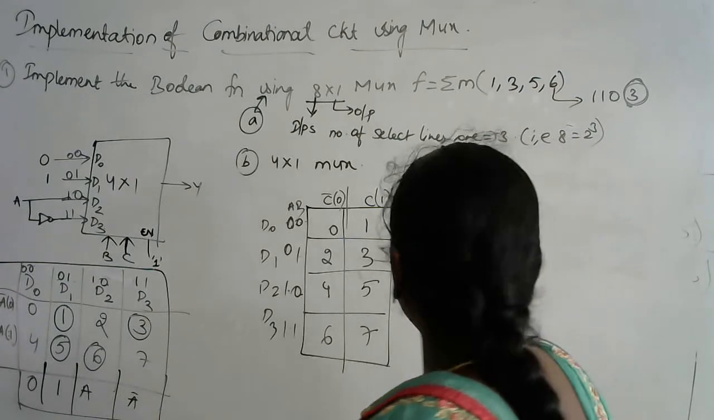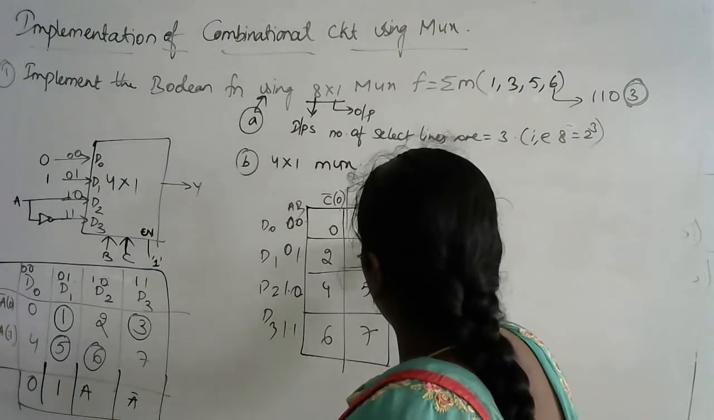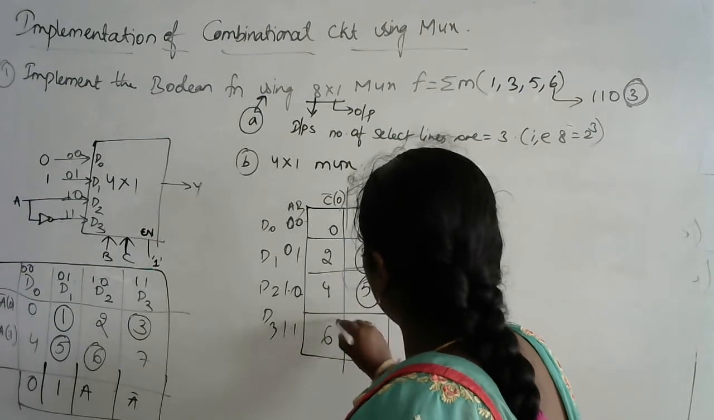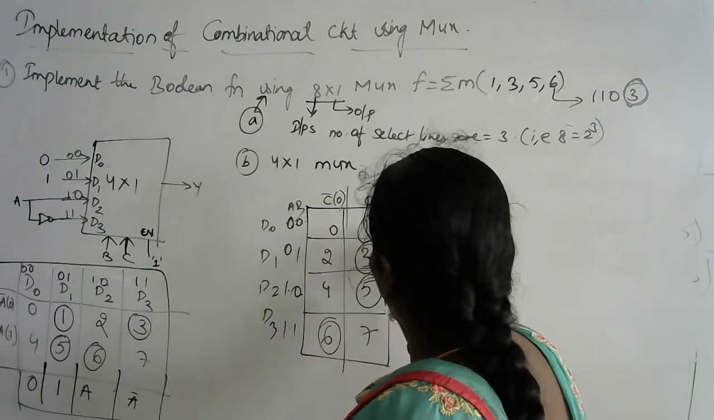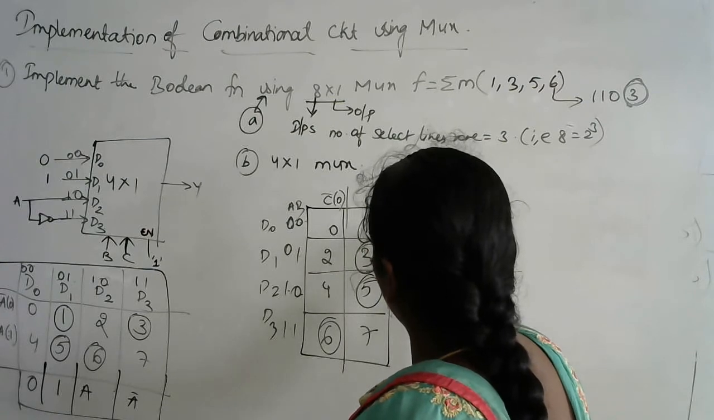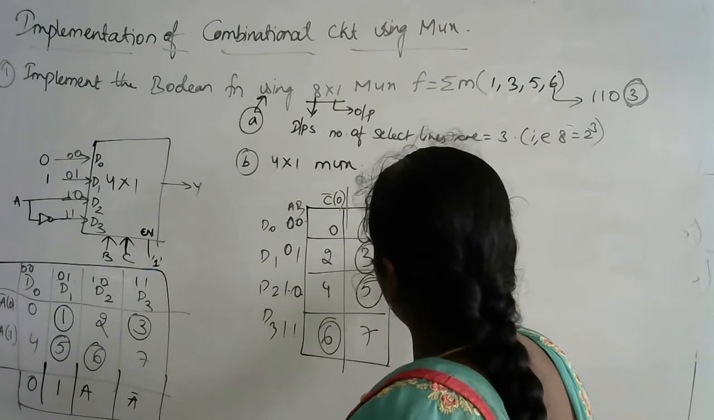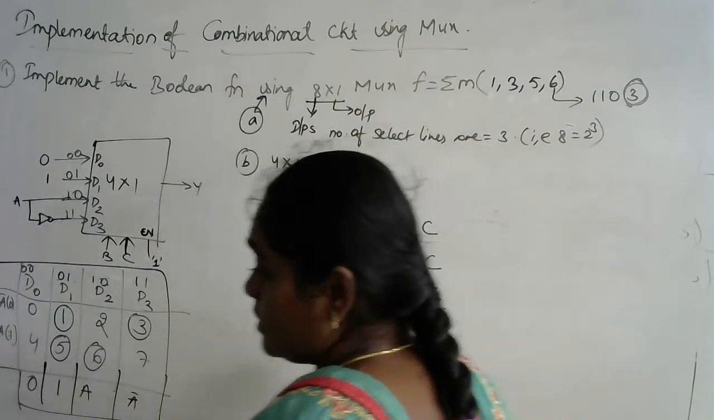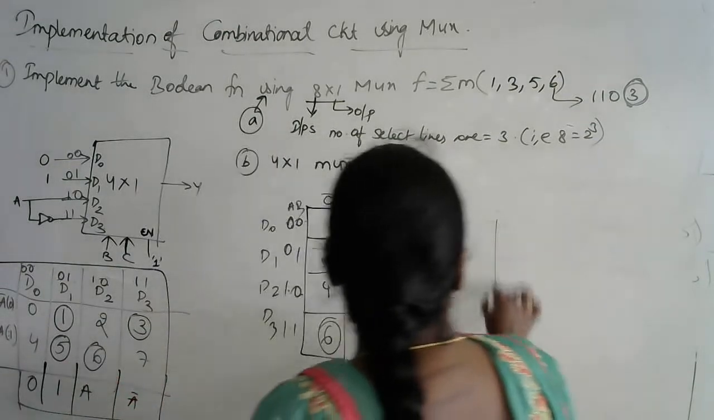Now circle the numbers which are there: 1, 3, 5, 6. As D0 is circled with this one, D0 is C. This is also C. This is also C. This is C bar. So how will you implement this?